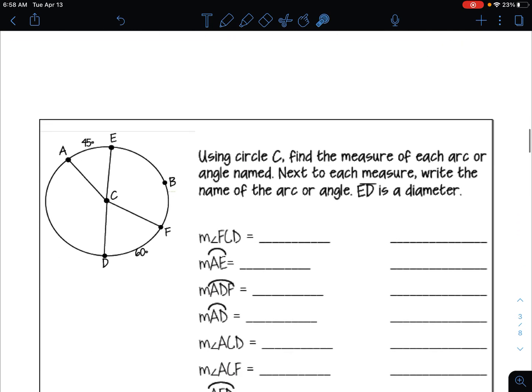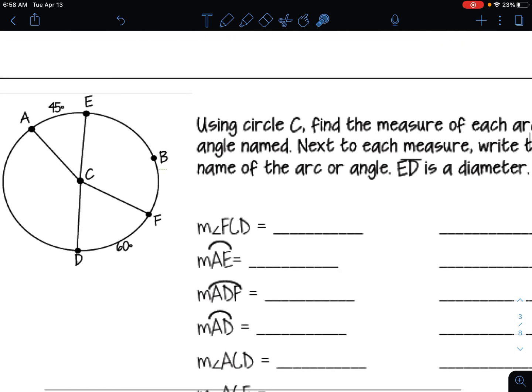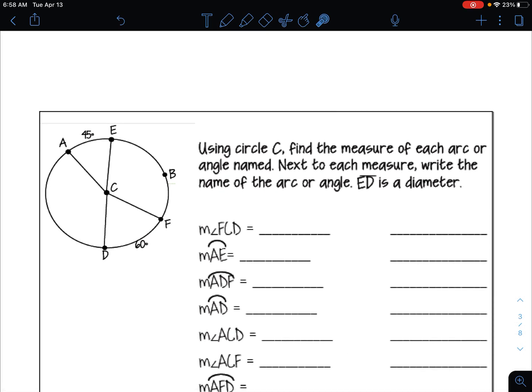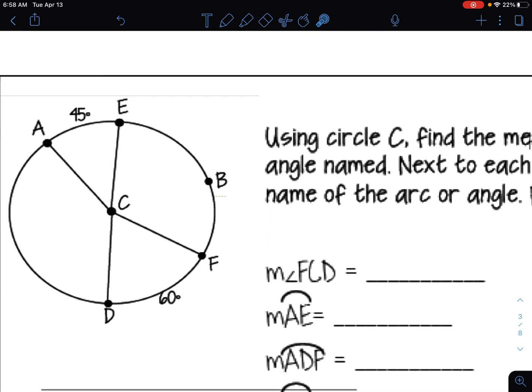Okay, so here we go. Using our circle, find the measure of each arc or angle named. And they give us ED as the diameter. All right, so let's go through here. FCD. Hey, the arc between the 2, D and F, is 60. That means the central angle down there is going to be the same exact thing.